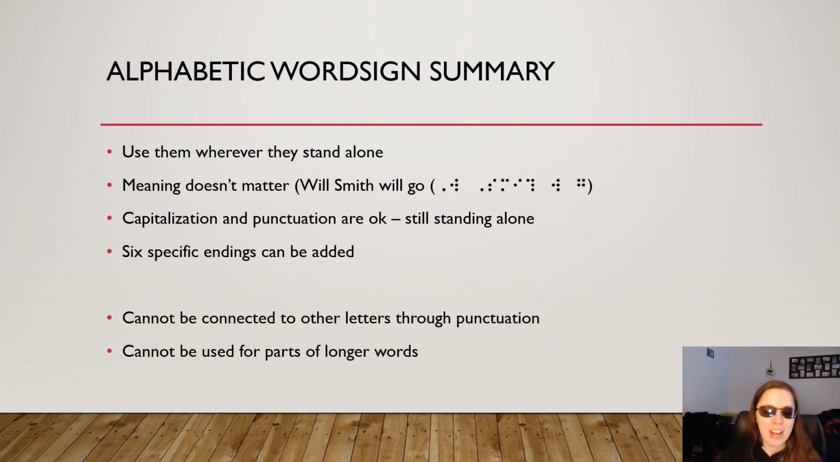So for summary, our alphabetic word signs are going to be used whenever they stand alone, regardless of their meaning. So I have here Will Smith will go, and show that will in the name and will the verb are both brailled with just the letter W. One time it's capitalized, one time it's not.